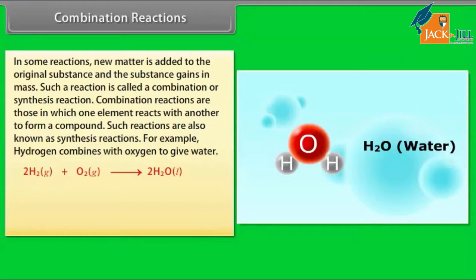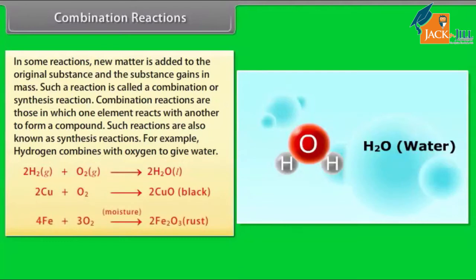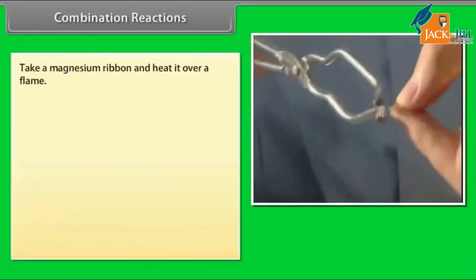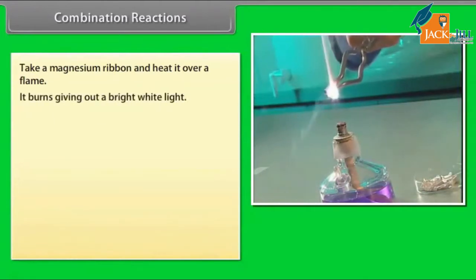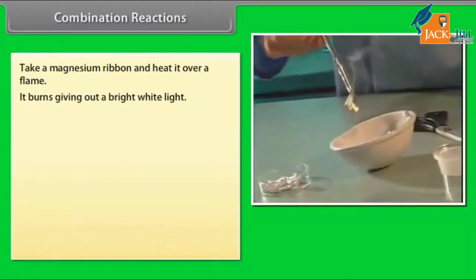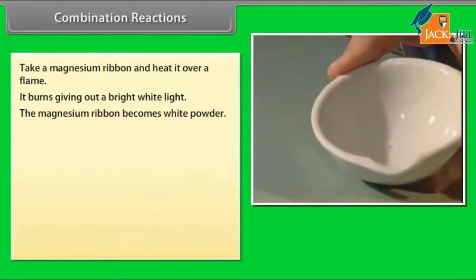2H2 plus O2 gives 2H2O. 2Cu plus O2 gives 2CuO. 4Fe plus 3O2 gives 2Fe2O3, rust. Take a magnesium ribbon and heat it over a flame. It burns, giving out a bright white light. The magnesium ribbon becomes white powder.